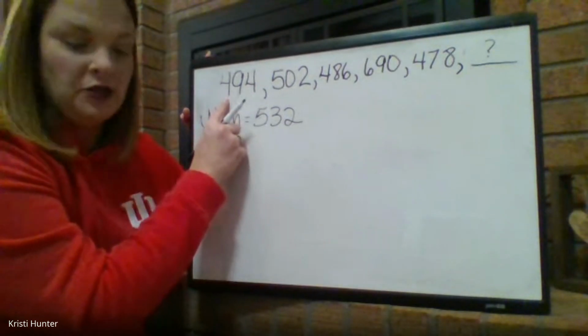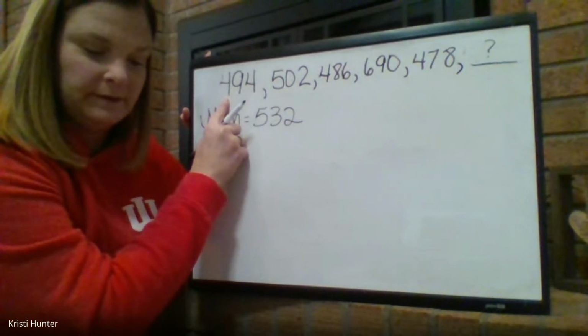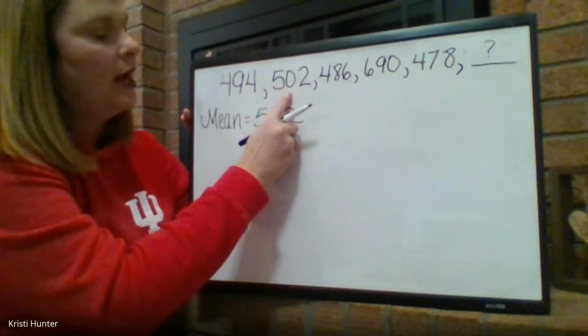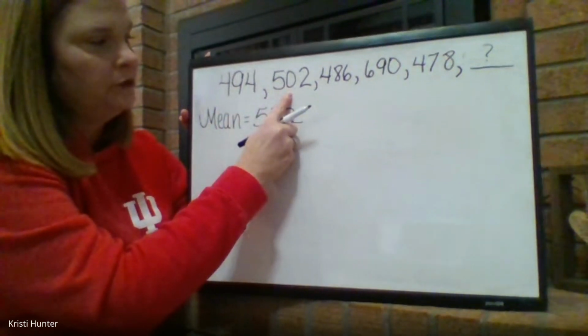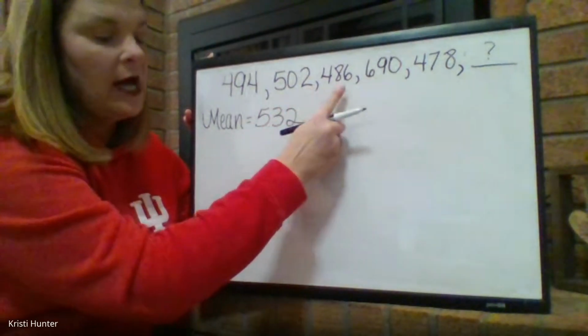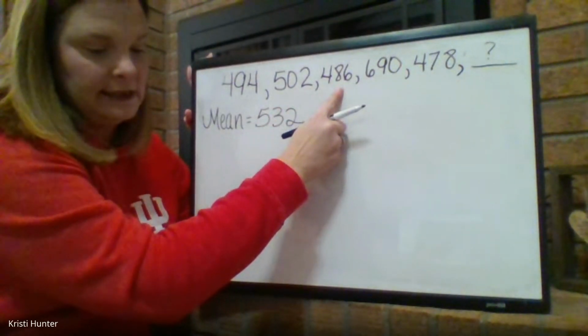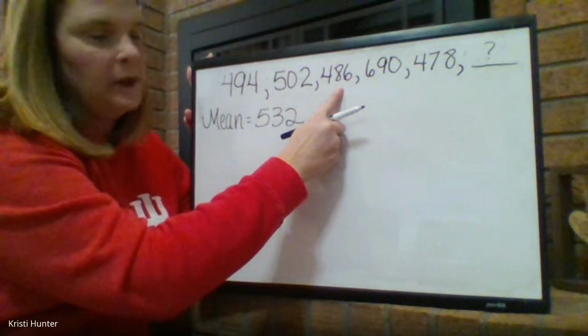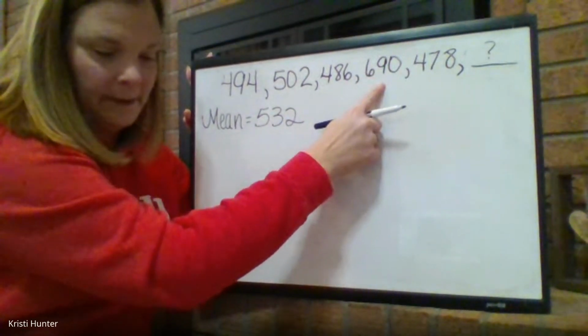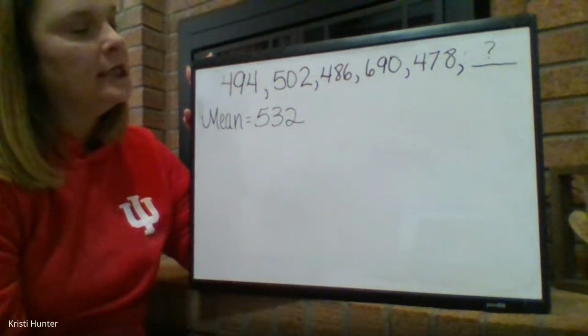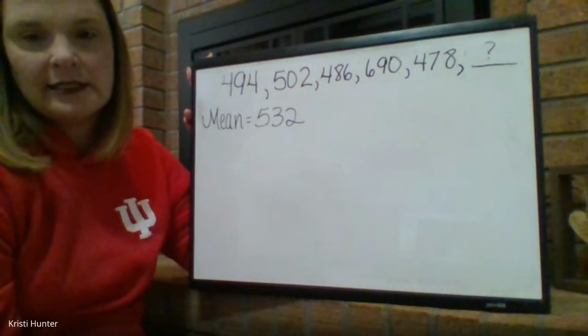So 494 plus 502 plus 486 plus 690 plus 478.